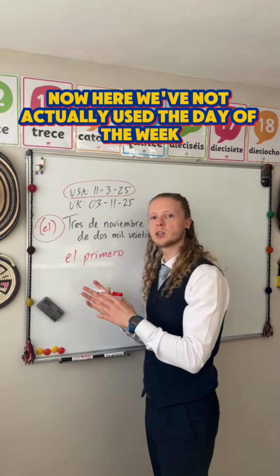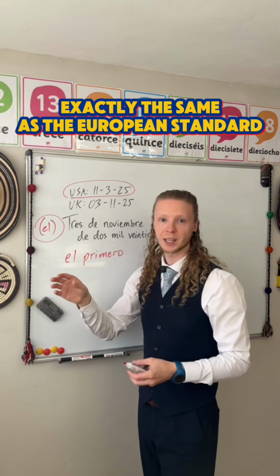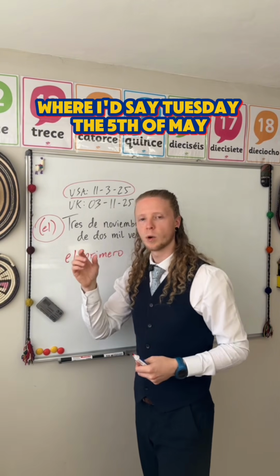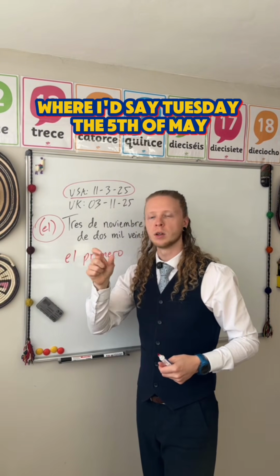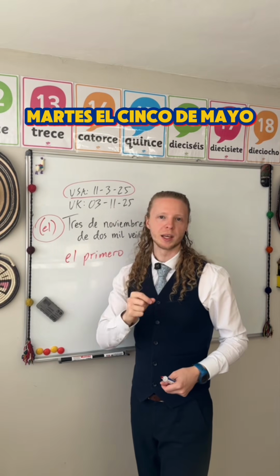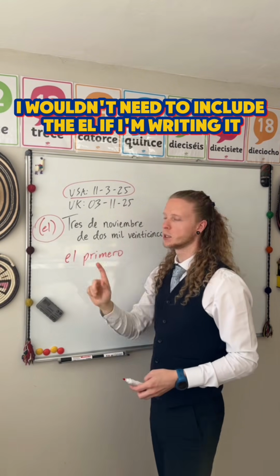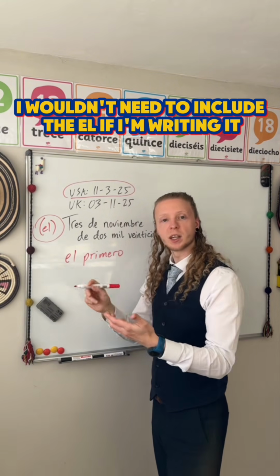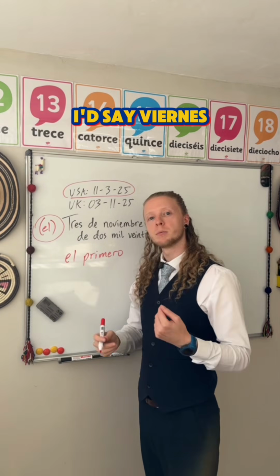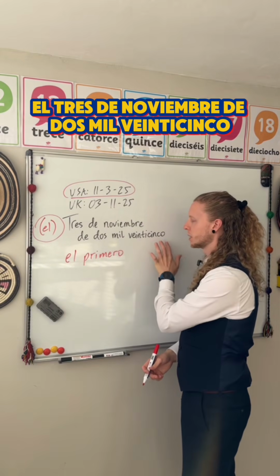Now, here we've not actually used a day of the week. If I wanted to include a day of the week, that would go first, exactly the same as the European standard, the British English standard, where I'd say Tuesday, the 5th of May. Martes el 5 de mayo, or I could just write martes 5 de mayo. I wouldn't need to include the el if I'm writing it. So let's say the 3rd of November is going to be a Friday. I'd say viernes el 3 de noviembre de 2025.